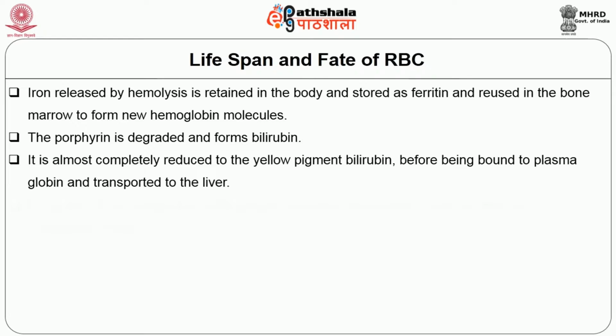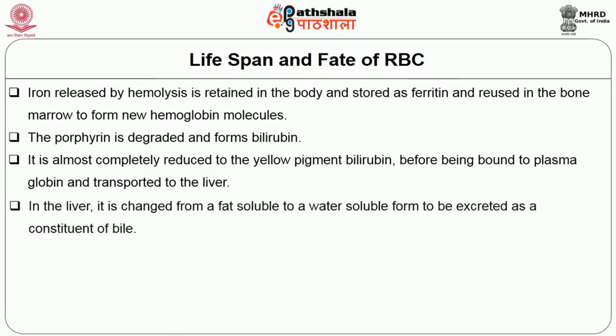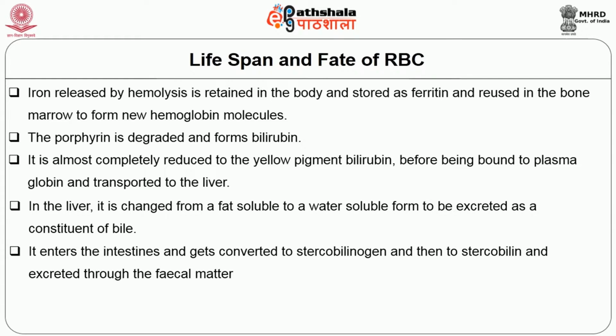liver. In the liver, it is changed from a fat soluble to a water soluble form to be excreted as a constituent of bile. It enters the intestines and gets converted to stercobilinogen and then to stercobilin and finally excreted through the fecal matter. Part of it is absorbed through the blood and carried to the kidneys, where it is converted to urobilinogen and then to urobilin and finally excreted through the urine.